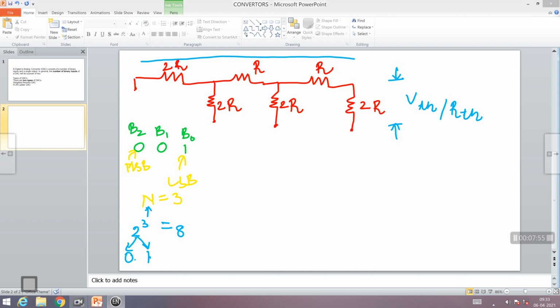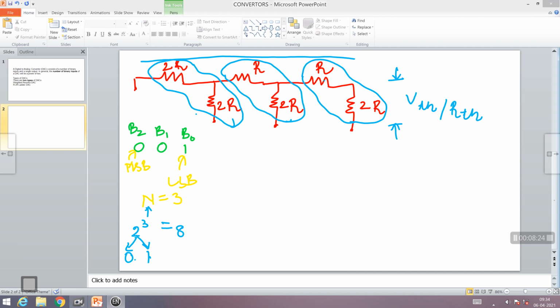okay, for each bit would be 2R and R in combination, first bit. Second bit again 2R and R, and the last bit over here will take 2R and 2R. So for your last bit, always it will be 2R. For the remaining bits, it will be R and 2R combination.